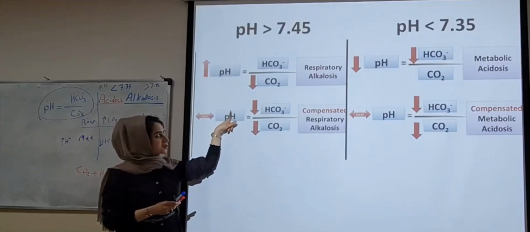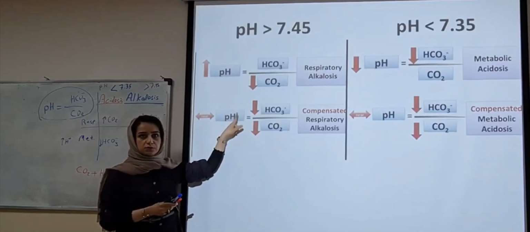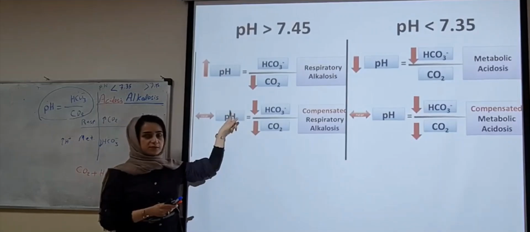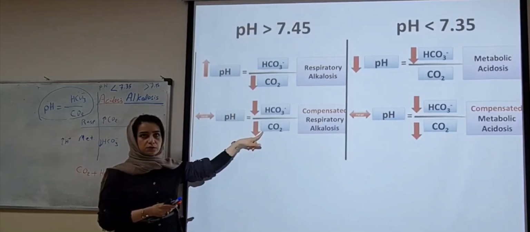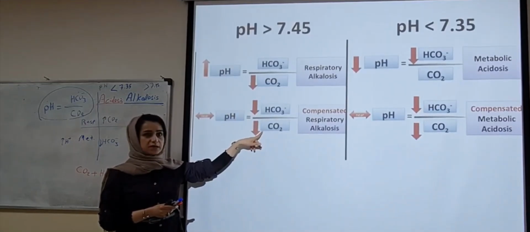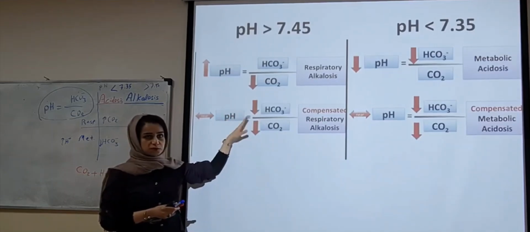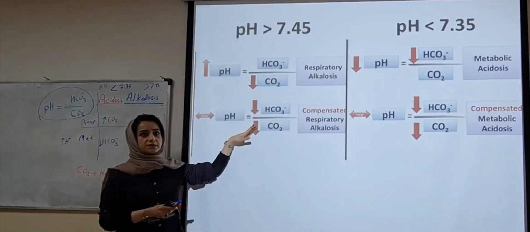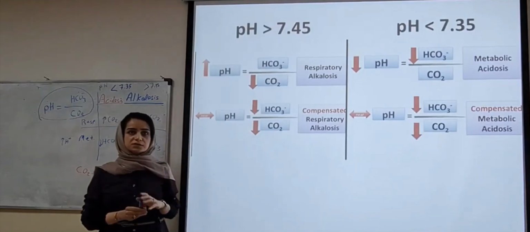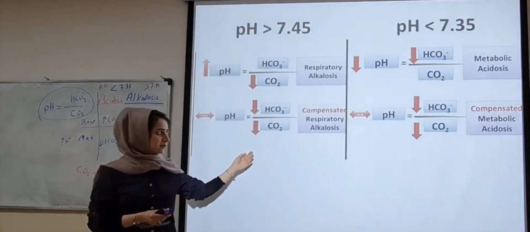If the pH is opposite to the CO2, when these two are opposite to each other, this is a respiratory cause. The primary cause is respiratory and there will be compensation by another system.